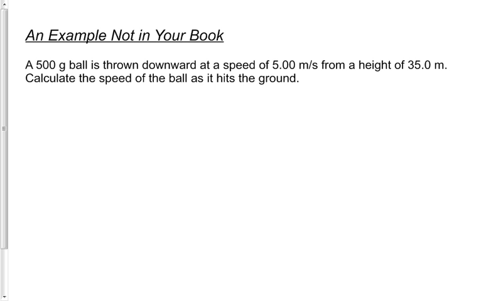It says a 500-gram ball is thrown downward at a speed of 5 meters per second from a height of 35 meters. What's the speed of the ball as it hits the ground? You can do this the old-fashioned way. You could have done this a week and a half into school. I don't want you to do it that way. If on a test you did it that way, I'd mark it right, but right now I want you to do it my way just so that you experience that.